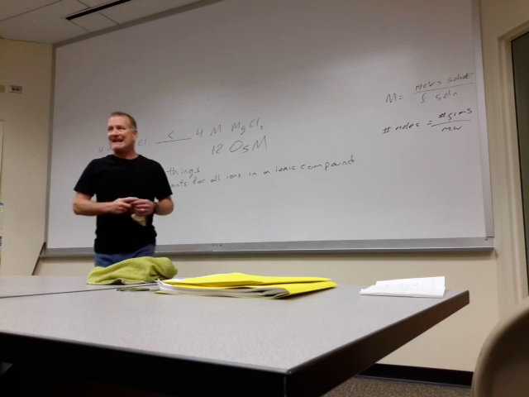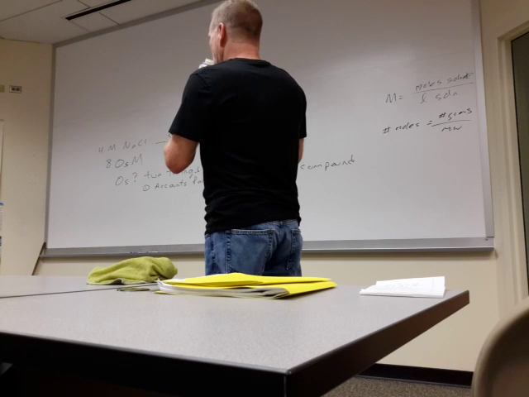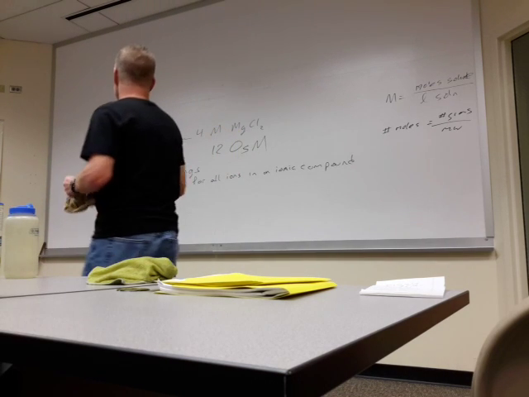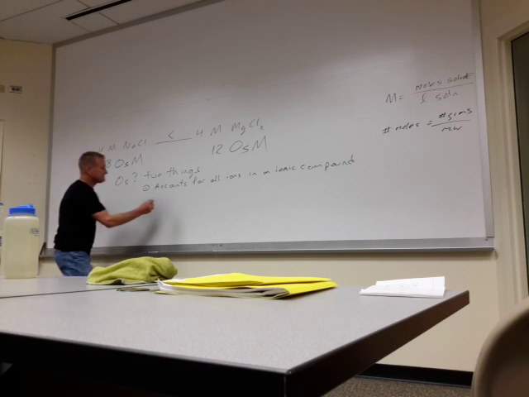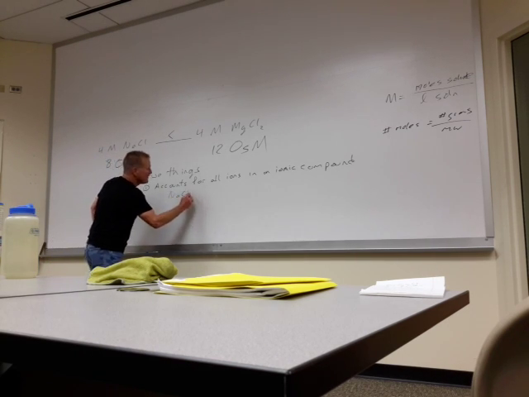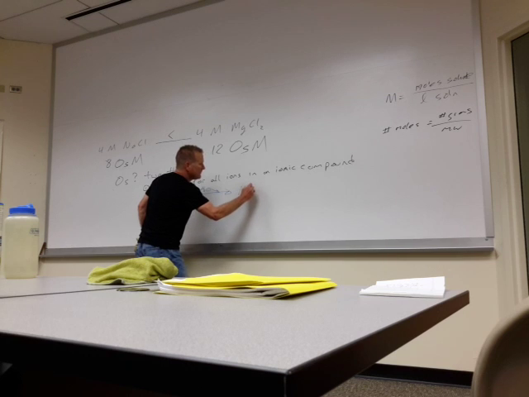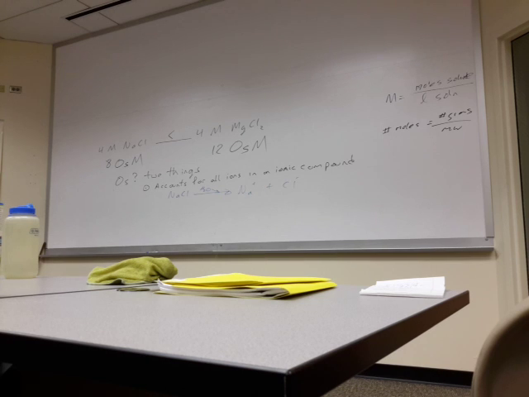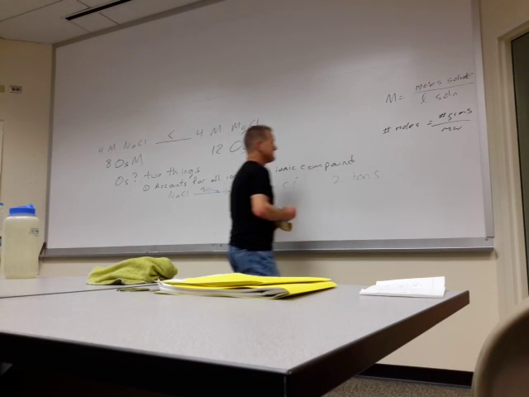It accounts for all ions in an ionic compound. So my sodium chloride, when put in water, becomes an ion of sodium and an ion of chloride. So this is 2 ions.